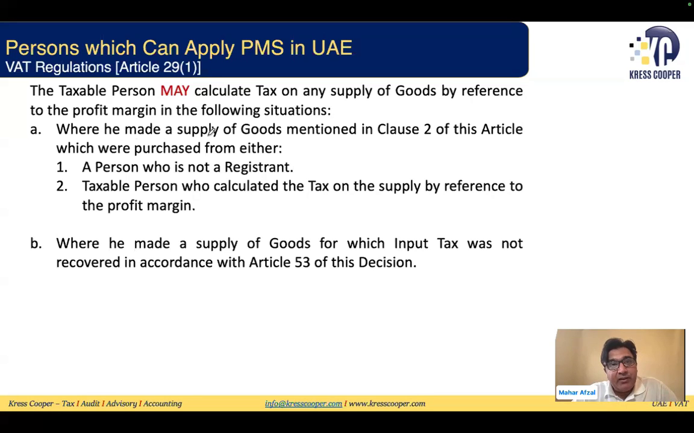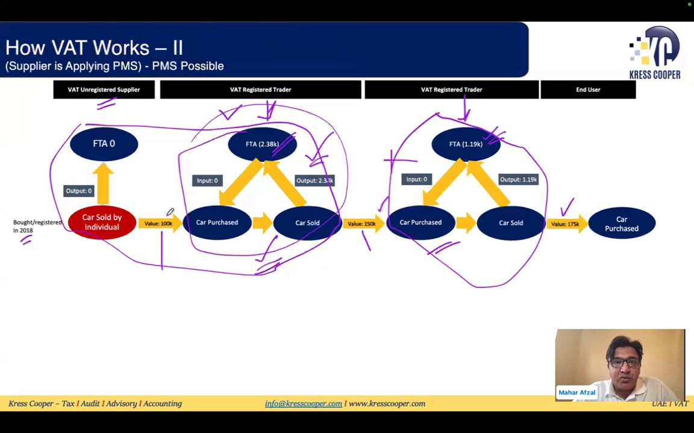Where he has made a supply of a good mentioned in clause 2, the person is not a VAT registrant. The person supplying the goods is not a VAT registered individual, an unregistered party. Or the goods are being bought from a taxable person who calculated tax on the supply by reference to the profit margin scheme. Basically, these two conditions are there. This or this, any two of them. If this and third is this, the tax already been paid.